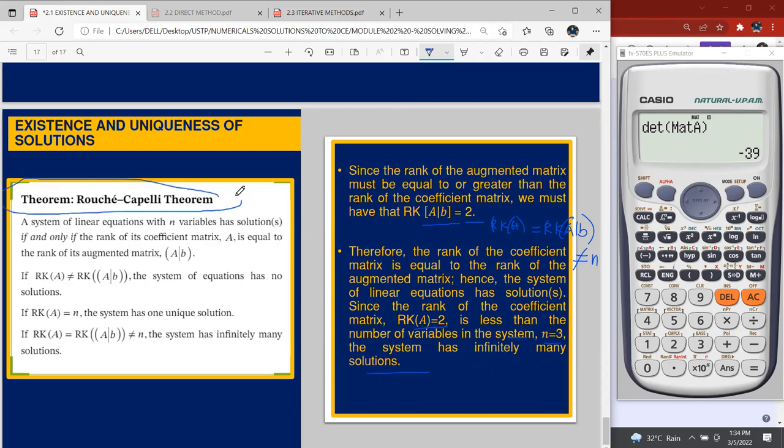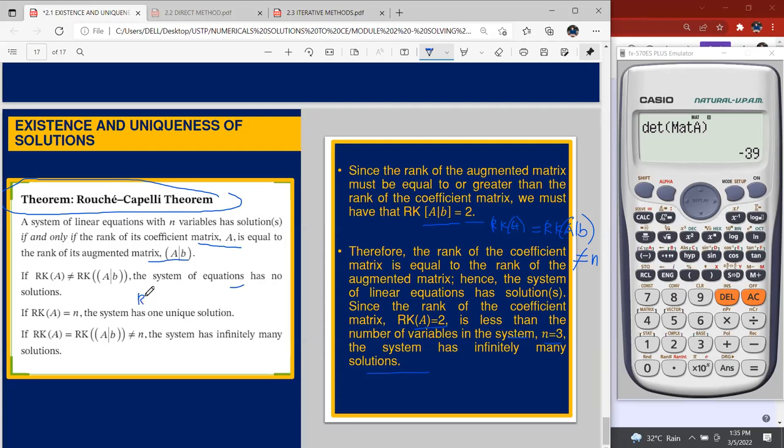Review na to ang Rouché-Capelli theorem, that a system of linear equations with n variables has a solution or solutions if and only if the rank of its coefficient matrix A is equal to the rank of its augmented matrix AB. Now, if the rank of A is not equal to the rank of its augmented matrix, the system of equations has no solutions. So, dili na tama padayon na solve pang determine sa value ni x, y, and z, or unsang nga variables ang input. Okay?